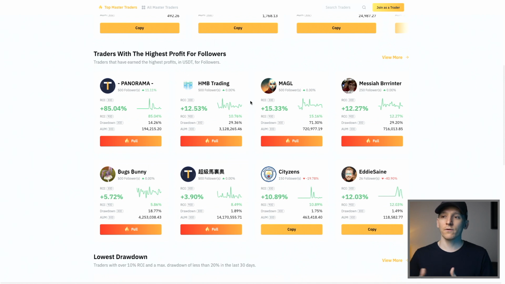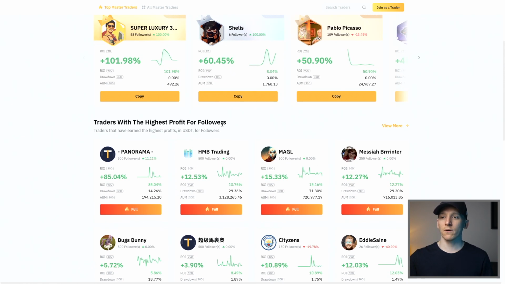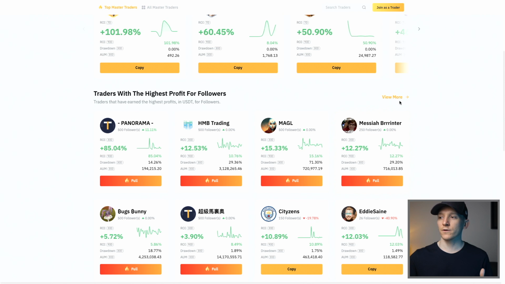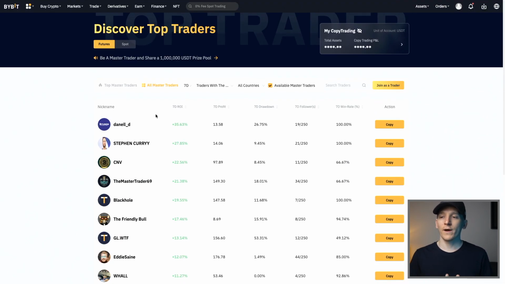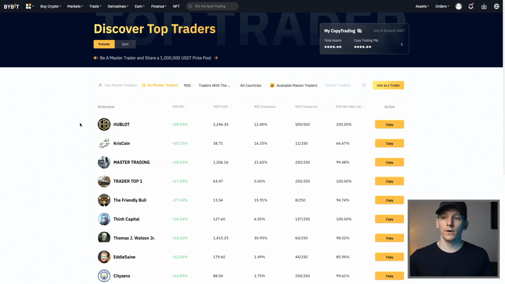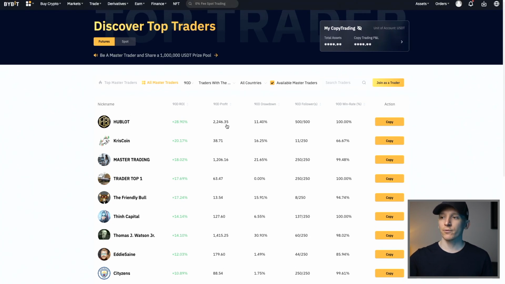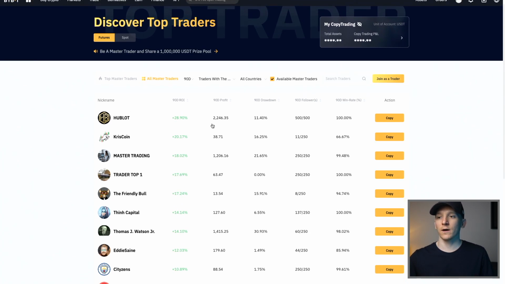But there's different types of trades that you can copy. So for example, traders with highest profit, what you can do is actually go view more, and then you can see them all here. What I would do when discovering top traders is really look around for a lot of them. And what I would do is go over here and just go to 90 days. That gives you a little bit more history in terms of what the traders are doing. You definitely want a bit of history here because anyone can get lucky over 7 days. The longer the history is, the more likely it is that they're actually a pretty good trader. So that's the first thing I would do.